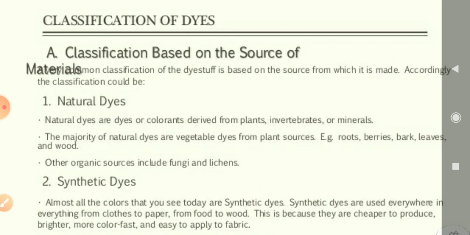The second one is synthetic dye. Almost all the colors that you can see today are synthetic dyes. Synthetic dyes are used everywhere, in everything, from clothes to paper, from food to wood. This is because they are cheaper to produce, they are brighter, they are more color fast, and they are easy to apply onto the fabric.